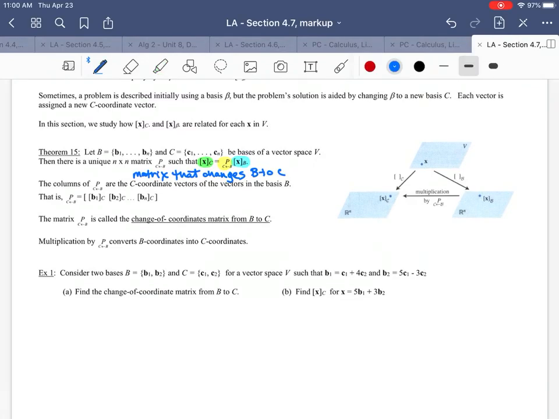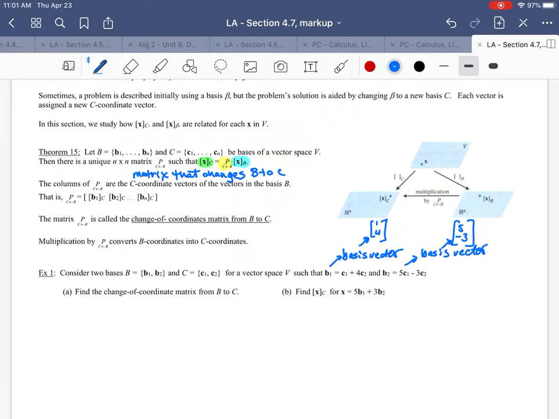There are two different ways that you might be given this information, and here's the first way. You have two bases, B and C, for your vector space, and b1 is defined as this. This is the first basis vector in B. And remember the basis vector, I know it's written out long ways, but it's basically a column, so 1, 4. And this is another basis vector, and that one is 5, -3.